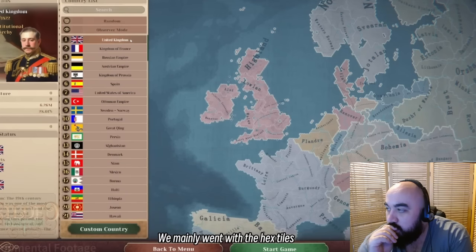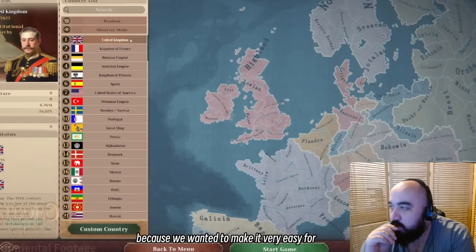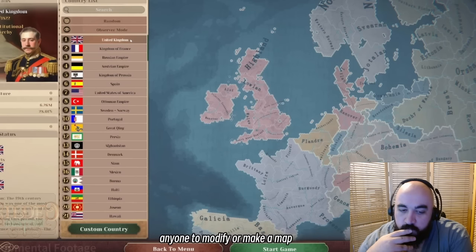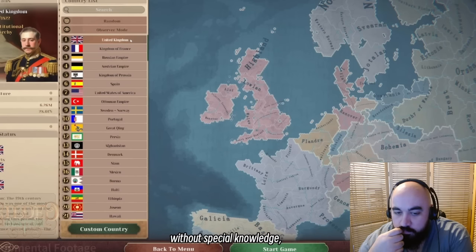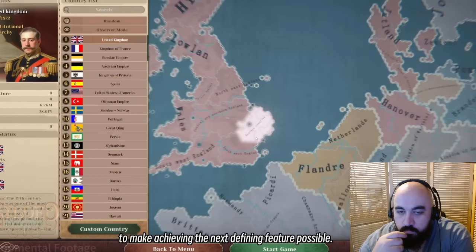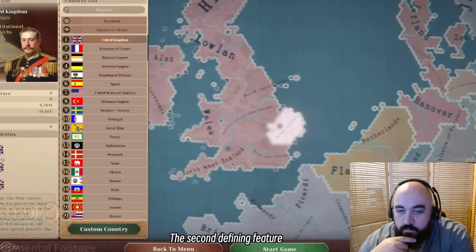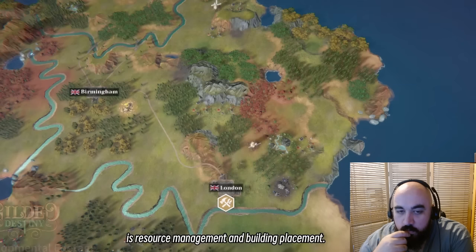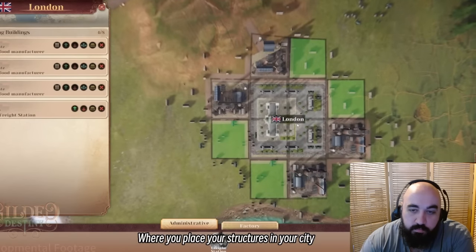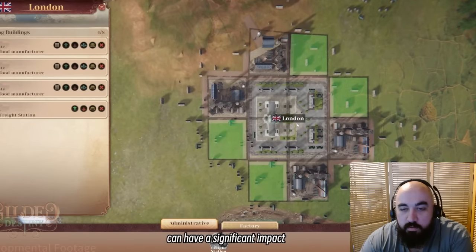We mainly went with the hex tiles because we wanted to make it very easy for anyone to modify or make a map without special knowledge. Furthermore, to make achieving the next defining feature possible. The second defining feature is resource management and building placement. Where you place your structures in your city can have a significant impact and produce complementary effects on surrounding structures.